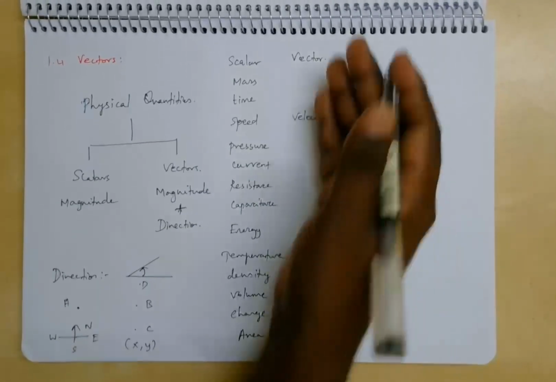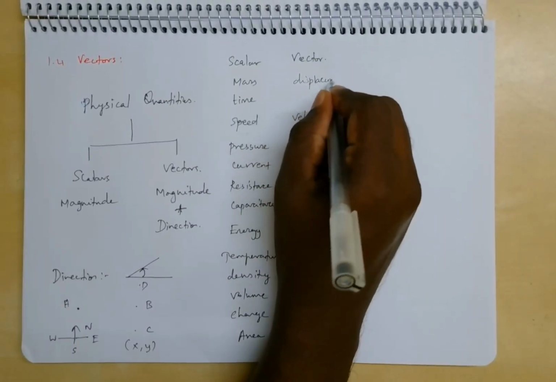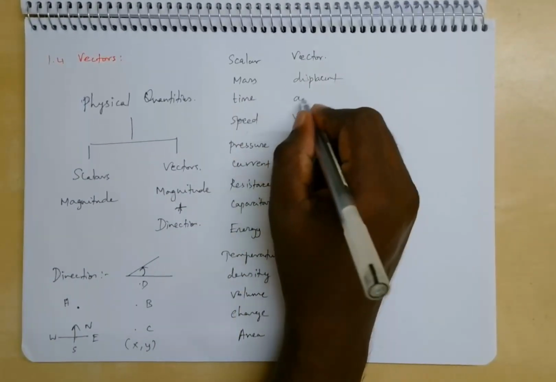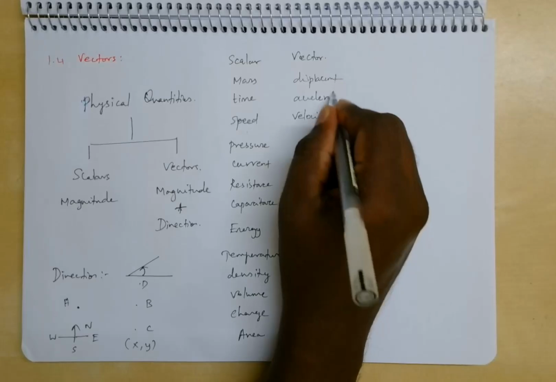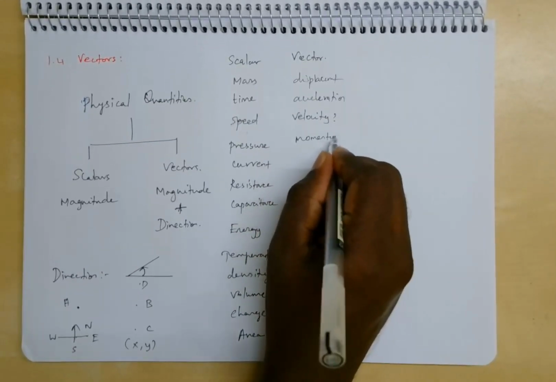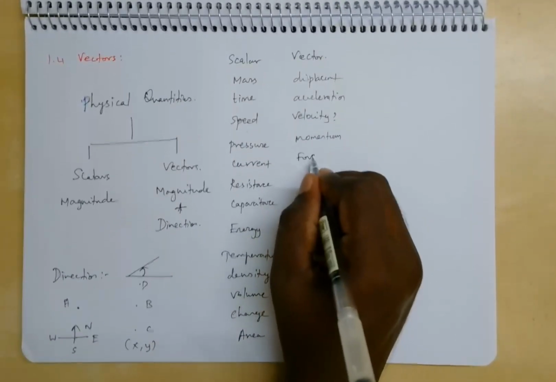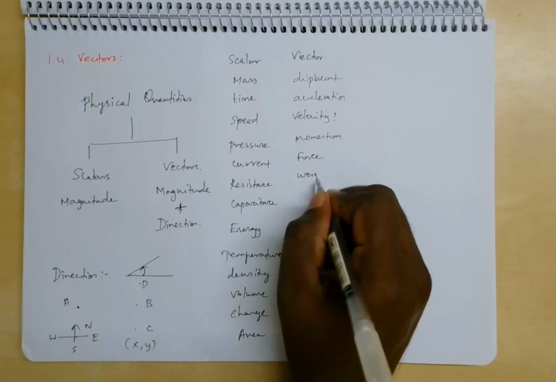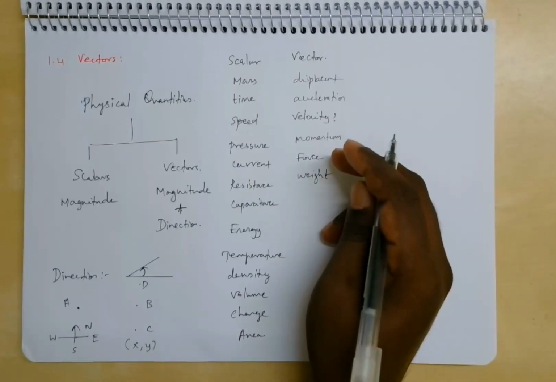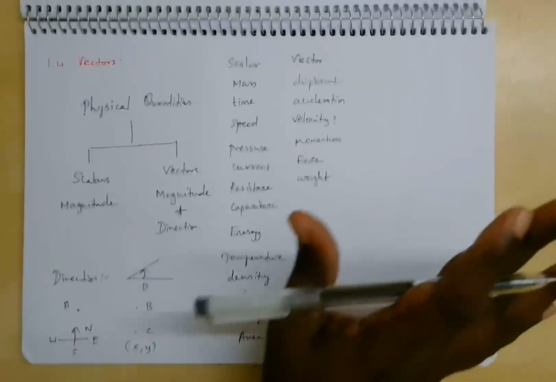Now let's pay attention to vectors. Displacement is a vector. We will see the difference between displacement and distance in the next chapter. Acceleration is a vector. Momentum is a vector. Force is a vector. Weight is a vector. Upthrust: if you take force as a vector, once you define force as a vector, all the forces are vectors.